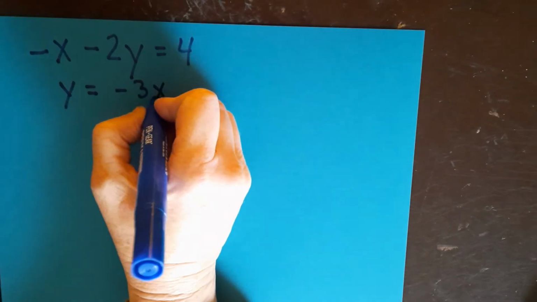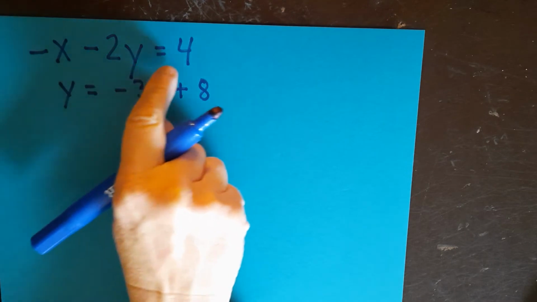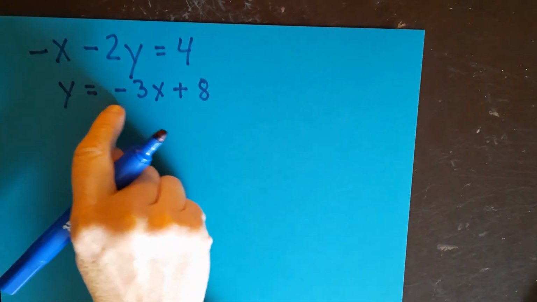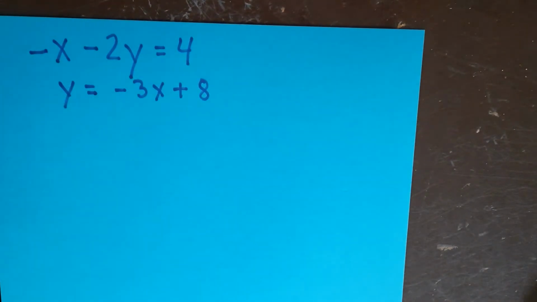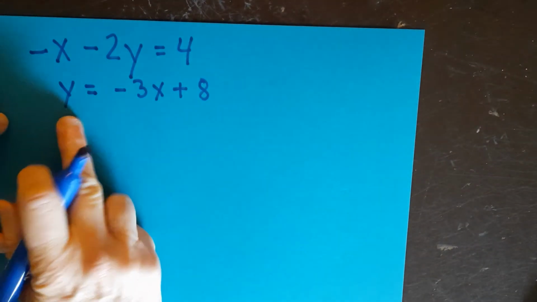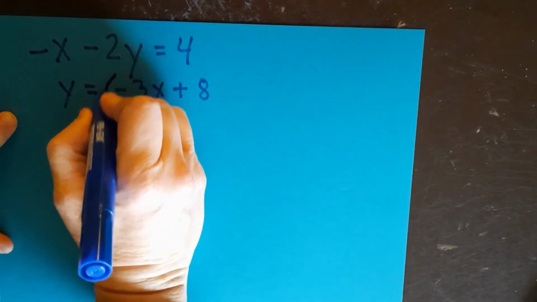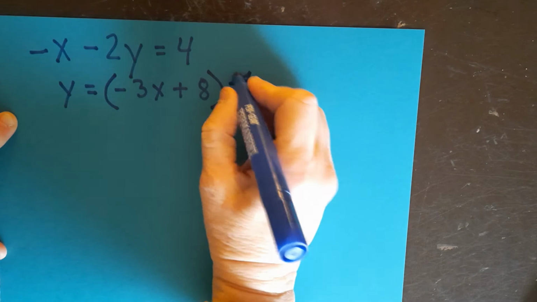All right, so we are going to do negative x minus 2y equals 4 and y equals negative 3x plus 8. How do we solve this? Well, we're going to do it by substitution. We can see that we have y equals this. Remember, first thing you want to do is to put that in parentheses. That's such an important step. Put a little star by that.